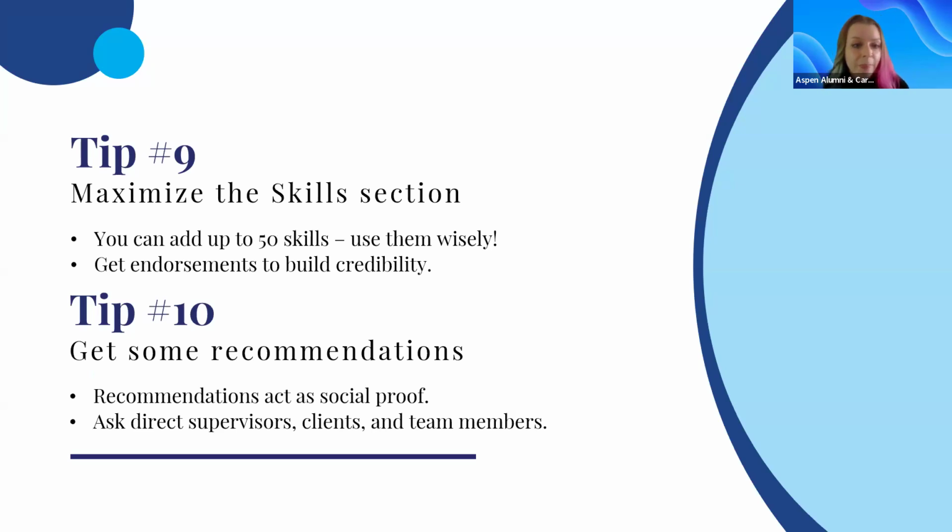Tip number 9 is to maximize your skills section. The skills and endorsements section is also an important part of your LinkedIn profile. There is no need to be conservative here. LinkedIn gives you a limit of 50 skills you can add, so why not add all 50? Add every skill you possess, as well as any synonyms. So if your skill is digital marketing, you can also add content creation, online advertising.